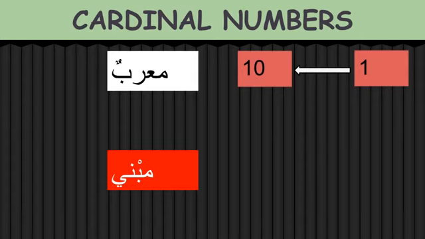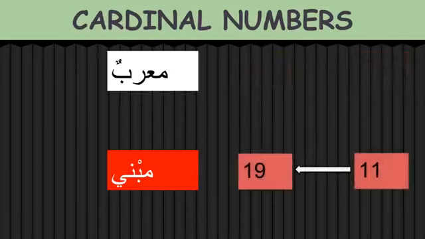From 1 to 10, the numbers are called mu'rab. Mu'rab means they decline: they have fatha, damma, kasra depending on their position, marfu', mansub, majrur, with the sign of the noun on that number. Whereas from 11 to 19, the numbers are mabni. That means they are fixed. Whether marfu', mansub or majrur, they won't have any change of sign; they will all be fathas.